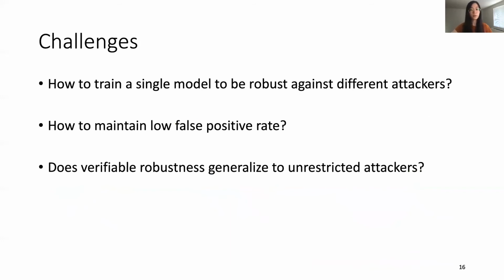To obtain verifiable robustness properties with high VRAs, we need to address the following challenges. First, how can we train a single model to be robust against different attackers? Second, how do we maintain low false positive rate for the robust model? And lastly, how does verifiable robustness generalize to unrestricted attackers?